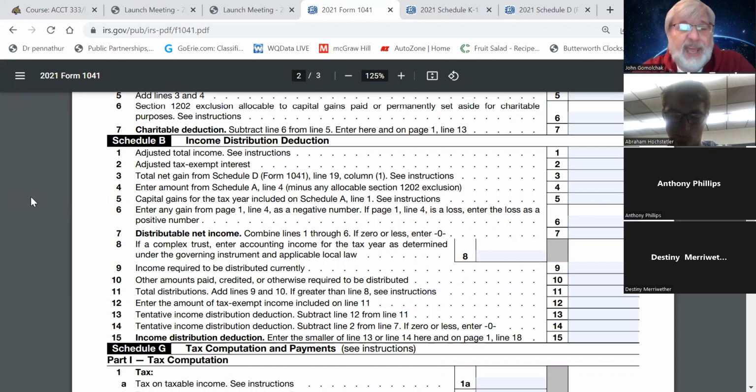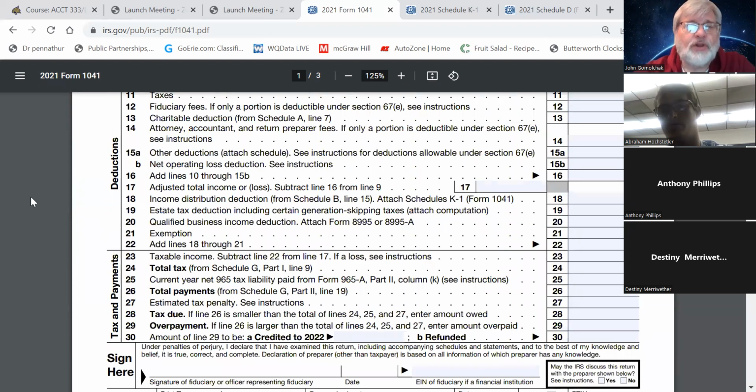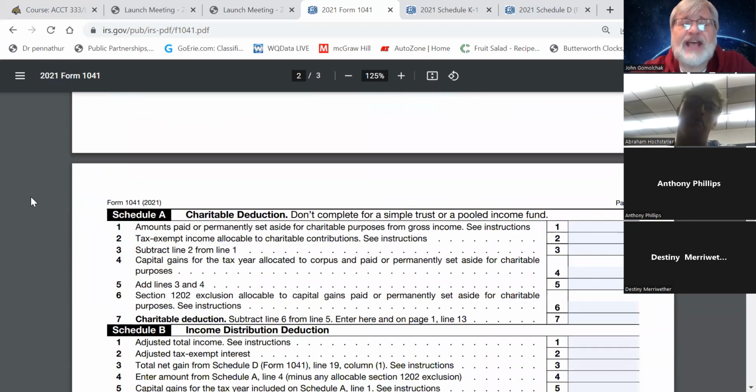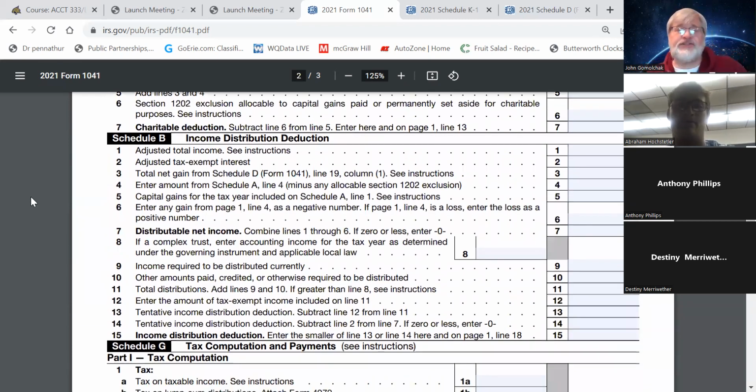Line 6, enter any gain from page 1, line 4 as a negative number. If page 1, line 4 is a loss, enter the loss as a positive number. Okay, so looking at page 1, line 4, that's capital gain or loss from the Schedule D. All right, so what it's asking you to do is to change the sign. If it's a positive number, it wants you to treat it like a negative number. If it's a negative number, it wants you to treat it like a positive number.